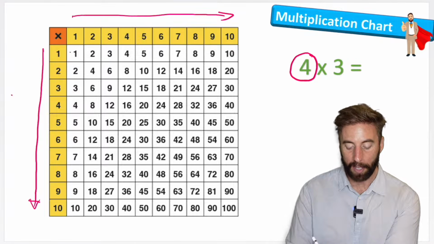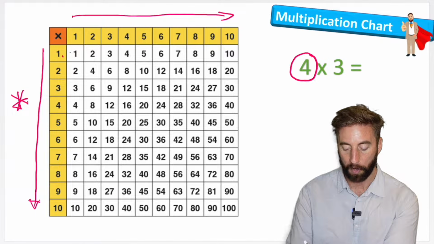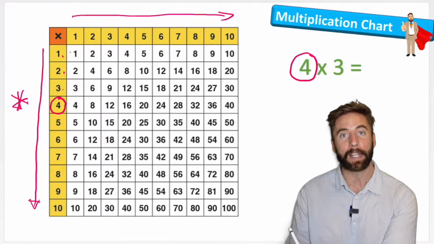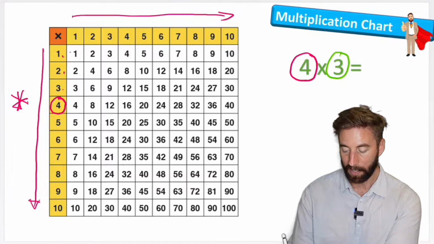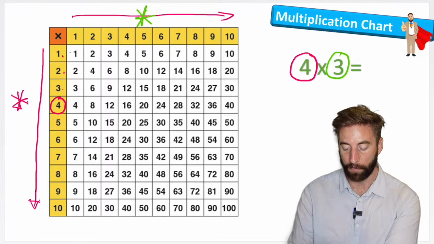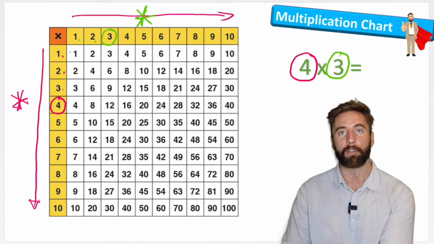So we're going to start here on our side, and I'm going to try and find the number 4. So 1, 2, 3, and 4. Here it is. I'm going to put a circle around it. And then my second number in my question said 4 times 3. So now I'm going to look on the top row and try and find the number 3. 1, 2, 3. Perfect, found it.